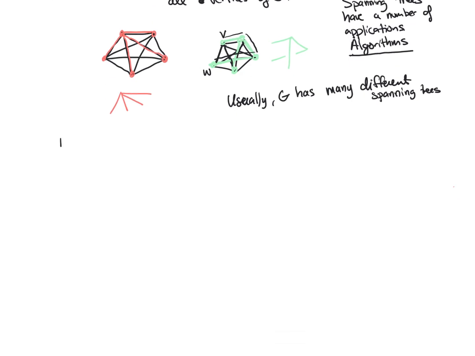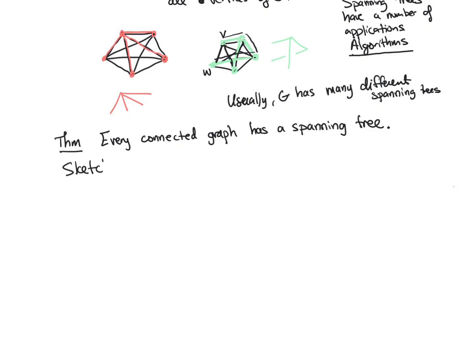But the theorem, which is not going to be too hard to show, and what makes this useful, is that every connected graph has a spanning tree. And the proof isn't so bad. Let me just give you a little sketch. It's essentially a full proof.